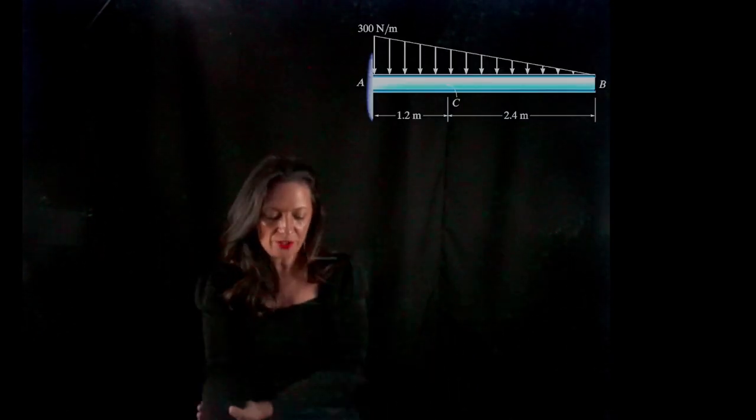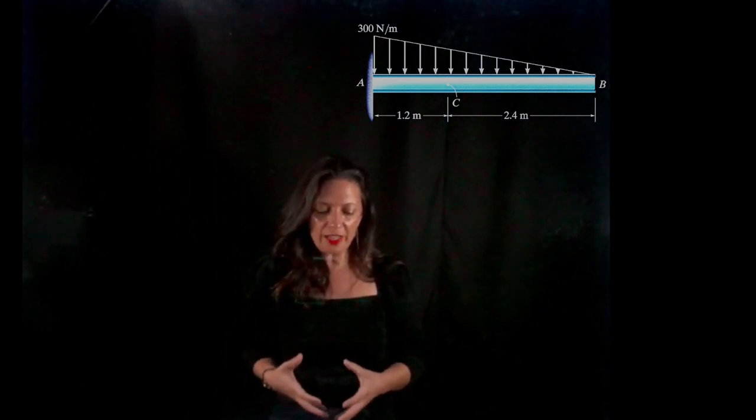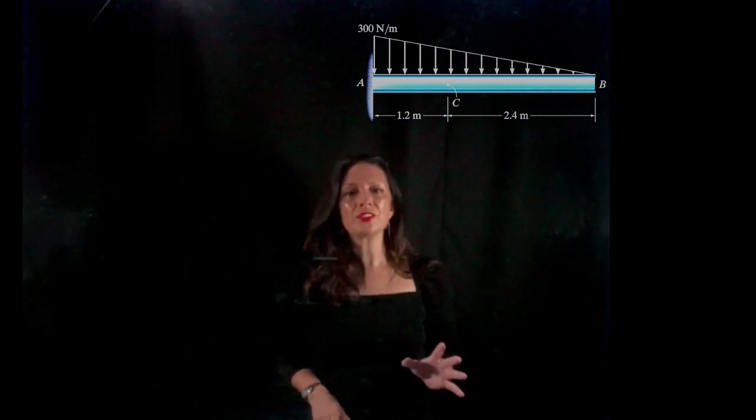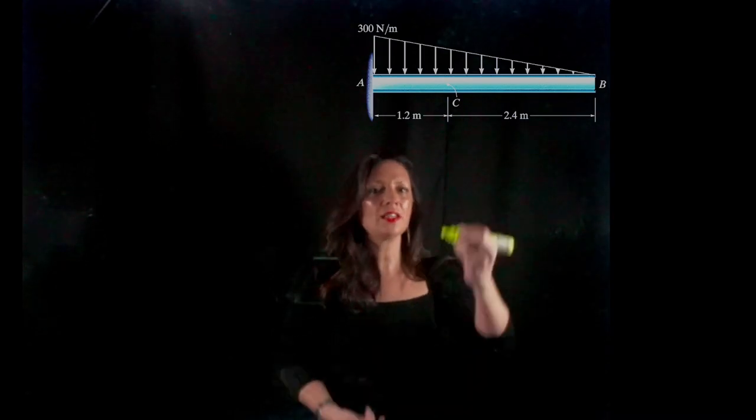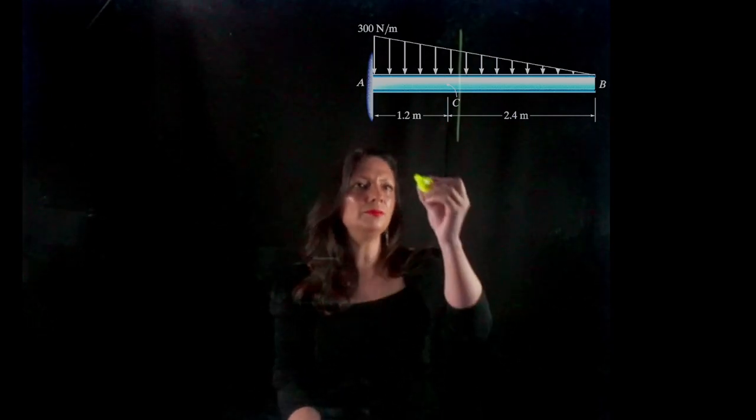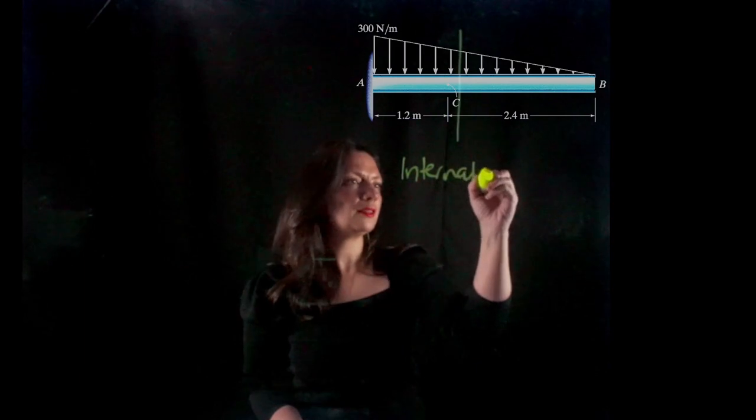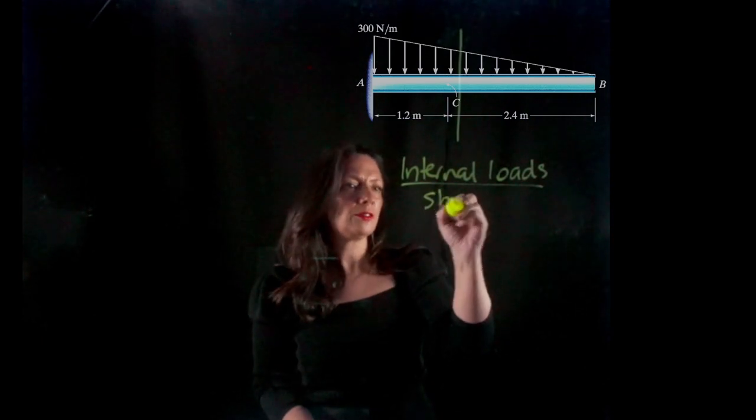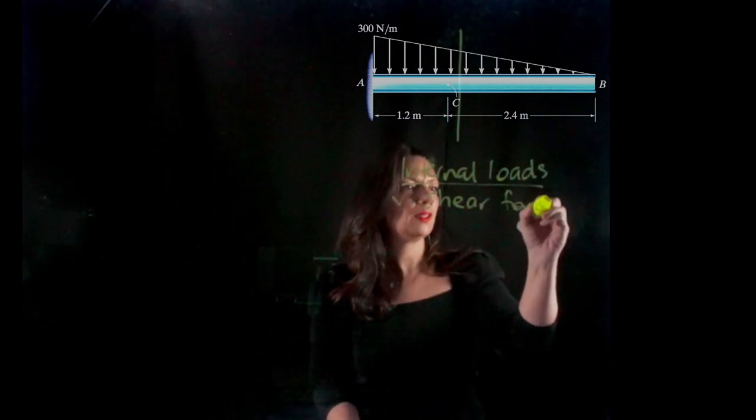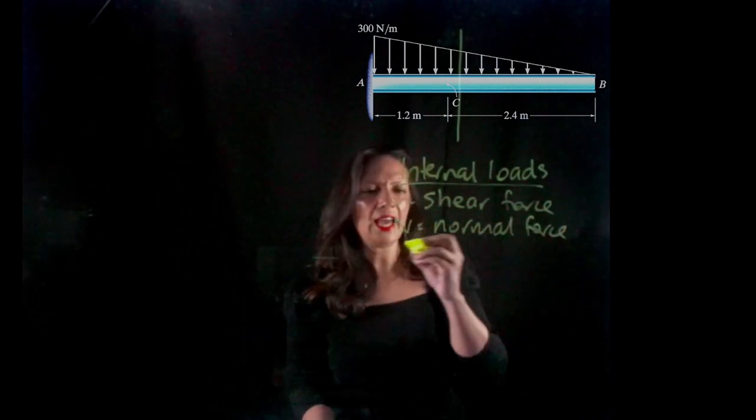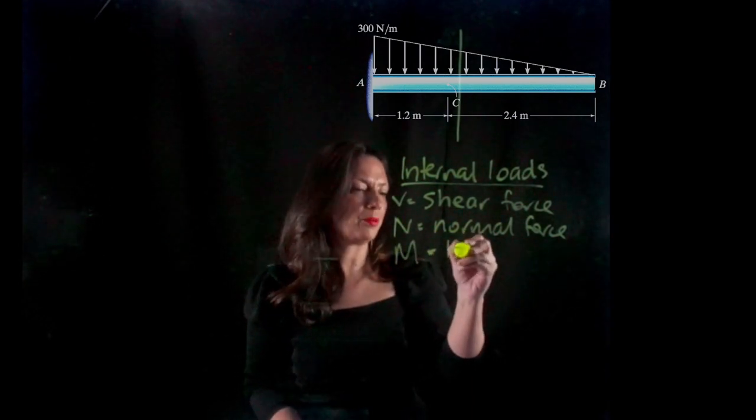Okay, so if we take a look at this question here, it says we want to find the internal loads at C. So as soon as a question says I want to find the internal loads at a point, I know that I'm going to have to cut the beam, and the internal loads are the shear force, normal force, and the moment, the bending moment.